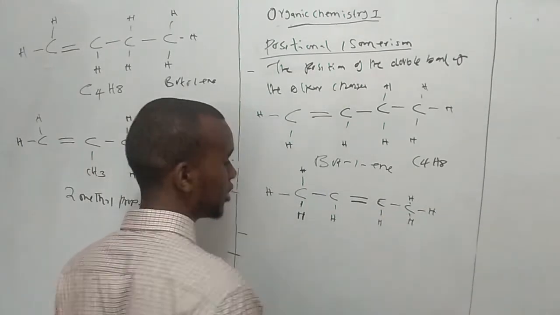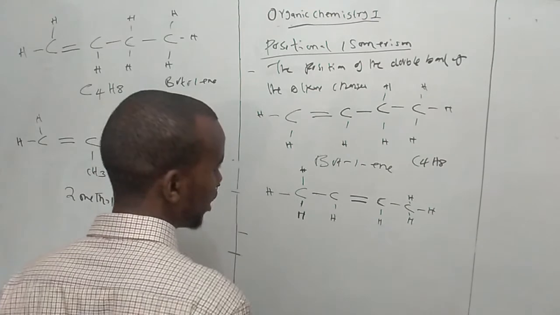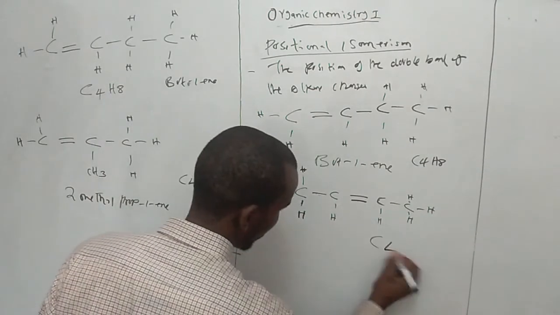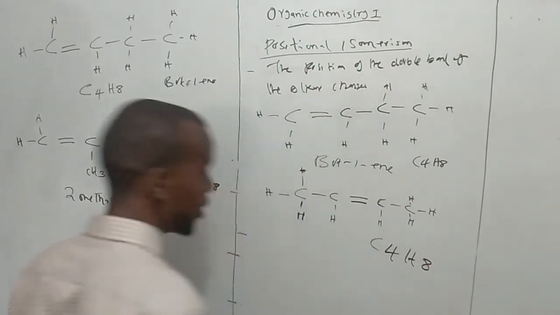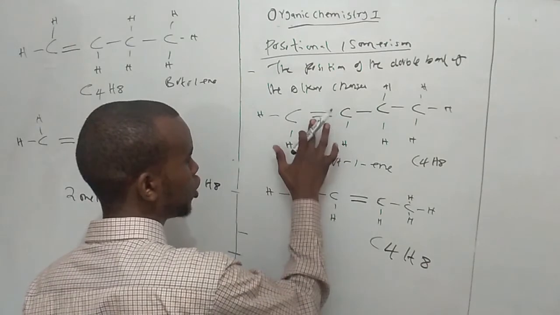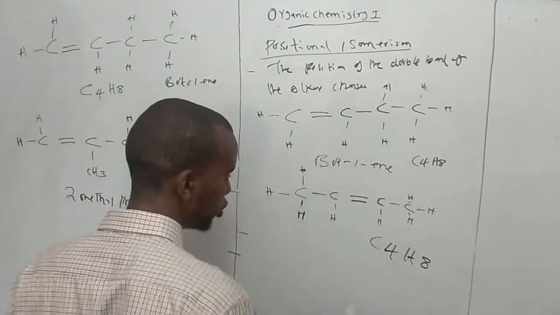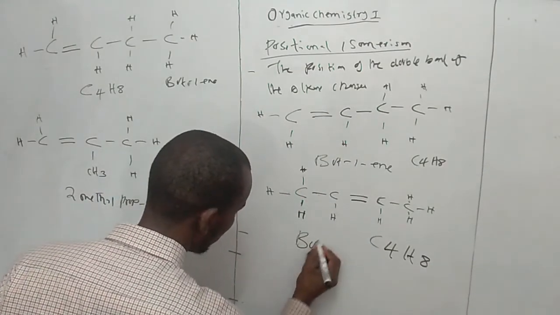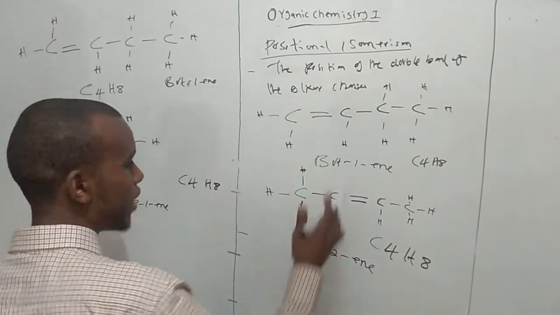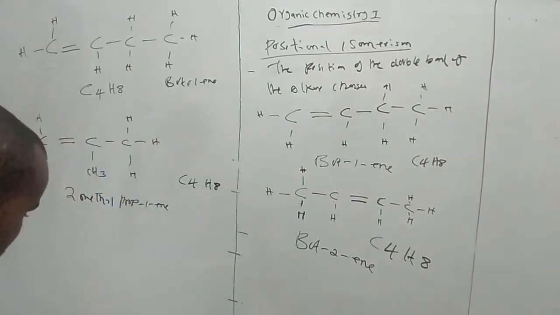If we add another one, it will be 5, which is wrong. Now we can confirm 1, 2, 3, 4, 5, 6, 7, 8. Since it is correct, C4H8. But the difference between this and this is that we have changed the position of the double bond from number 1 to number 2. So it becomes but-2-ene. That's why we have the position isomerism.